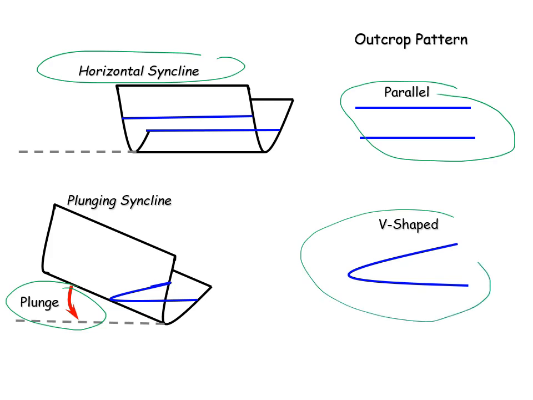I would like you to compare the two diagrams and figure out how you can tell what plunging fold it is. Is it a plunging syncline or a plunging anticline? Both of them have a V shape, but there's something about the V shape that you can tell which one is what. I would like you to try it yourself.